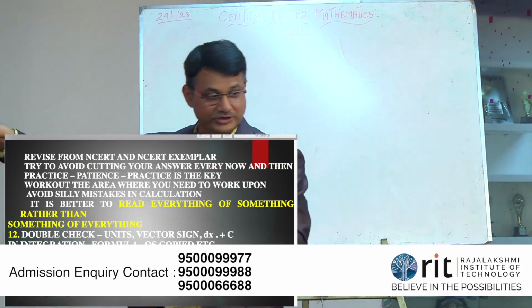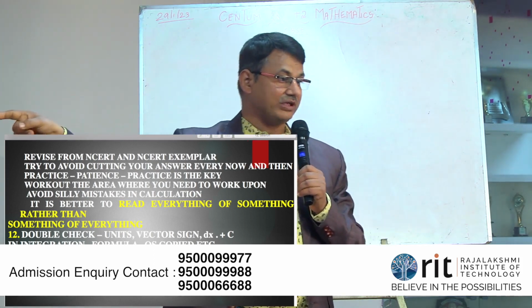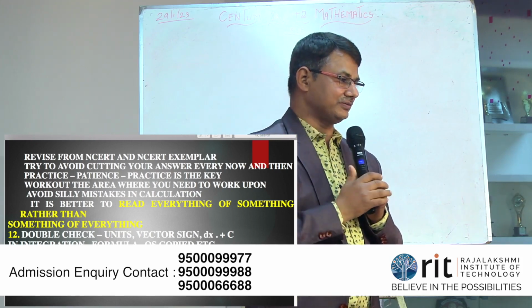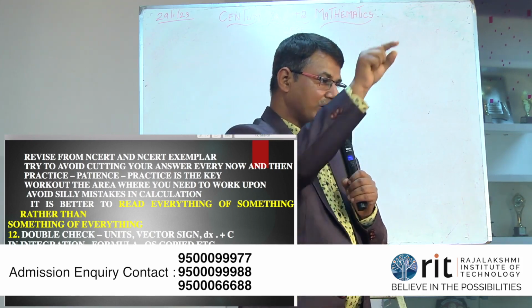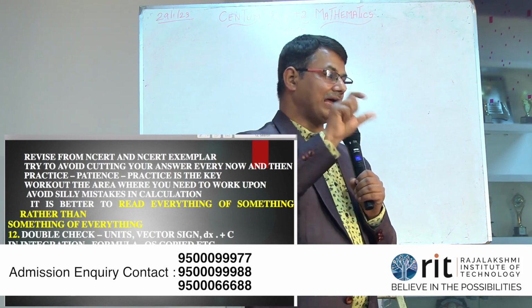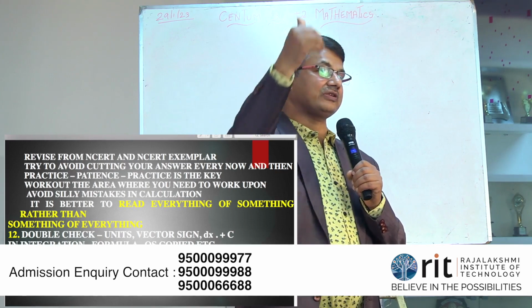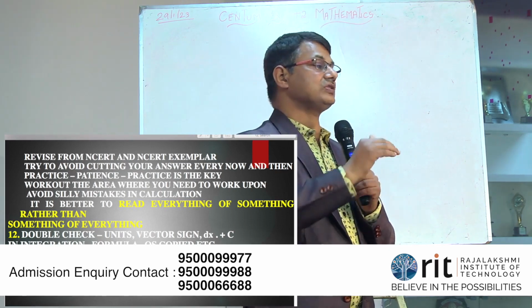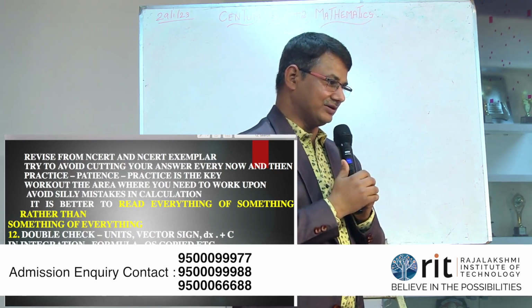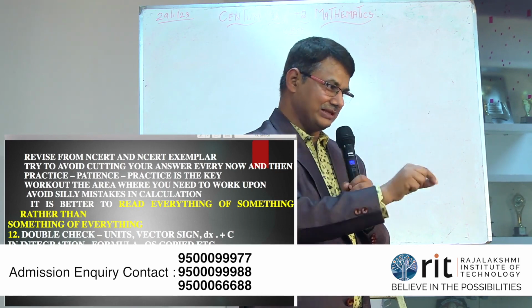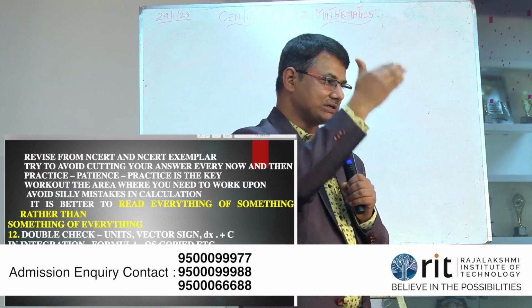Double check unit area. When you are finding the area, just write square unit. When you are plotting the graph, write what is the scale in the x-axis, what is the scale in the y-axis. Students generally forget to write that. So any mistake you do will just get your marks deducted.